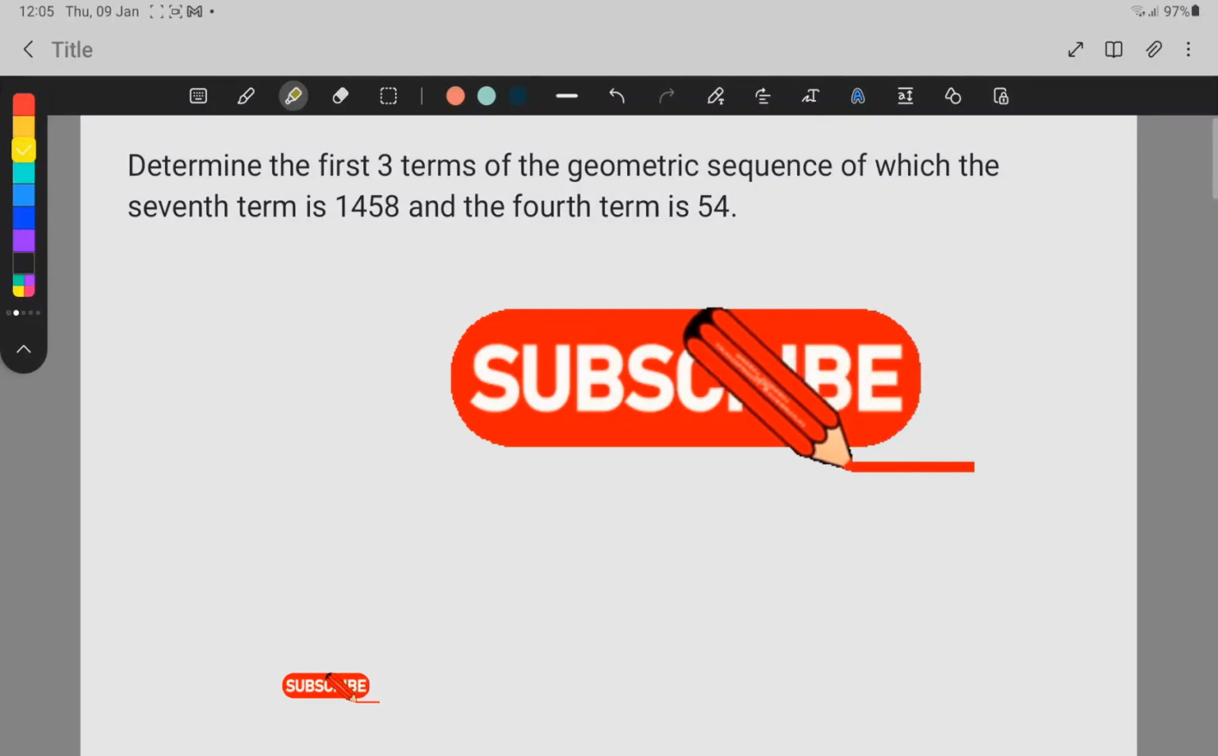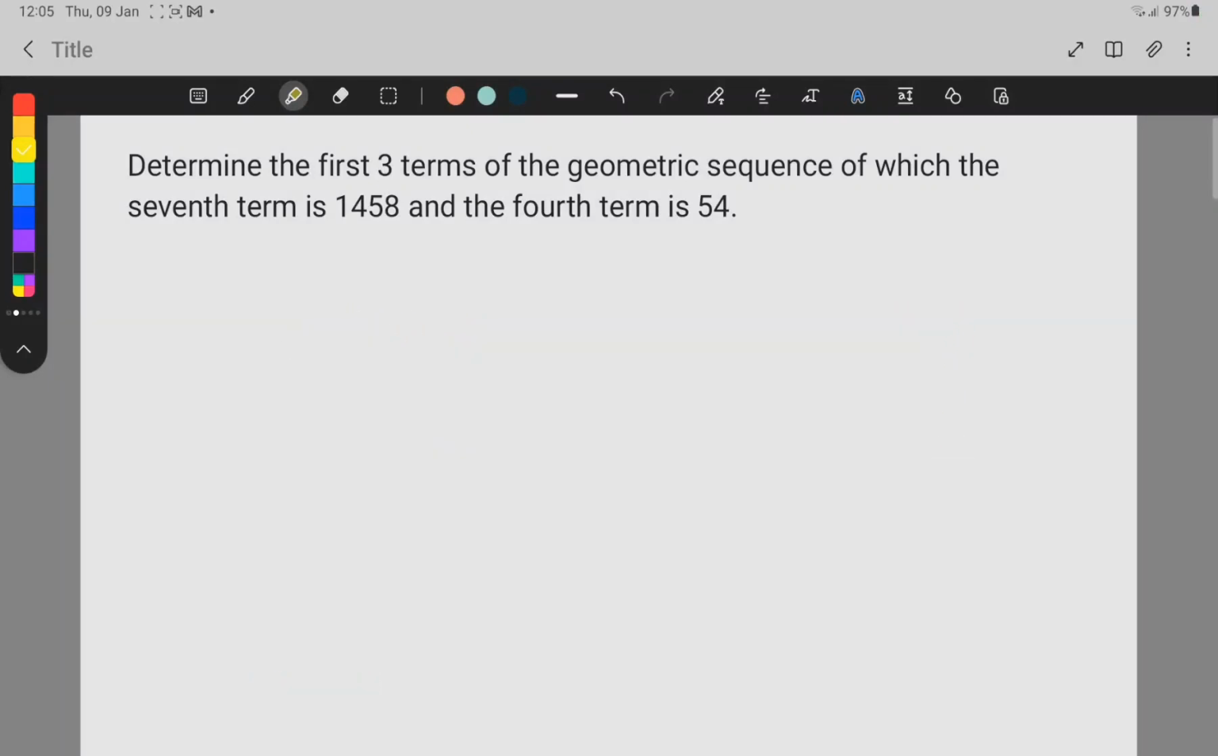So let's look at simultaneous equations for geometric sequences. The question says, determine the first three terms of the geometric sequence of which the seventh term is 1458. So let's highlight. The seventh term is 1458 and the fourth term is 54. Okay, so let's write that down quickly.